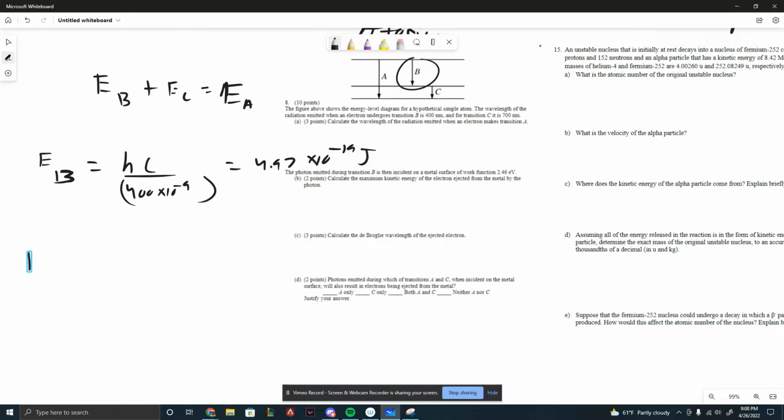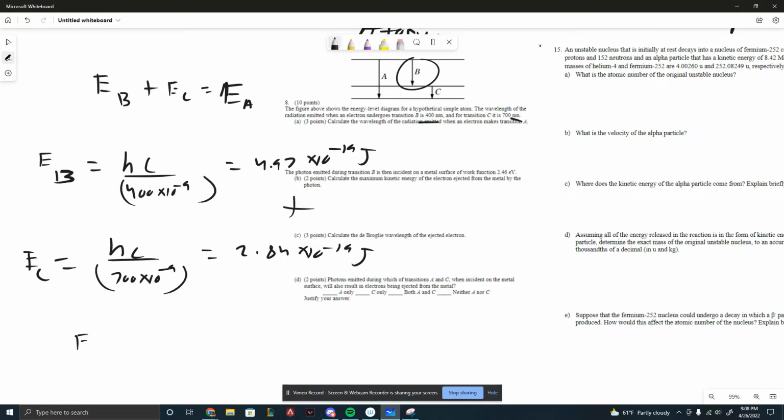Now we need to calculate EC. EC is going to be equal to hc over 700 times 10 to the negative 9th. Remember, our wavelengths are given right here. This is going to give us an energy of 2.84 times 10 to the negative 19th joules, which makes sense. The energy of B is higher than the energy of C because it's making a larger gap. It's jumping a larger distance, and it has a smaller wavelength, so it's a higher energy. So we can add these two energies up, and that'll be the energy of A.